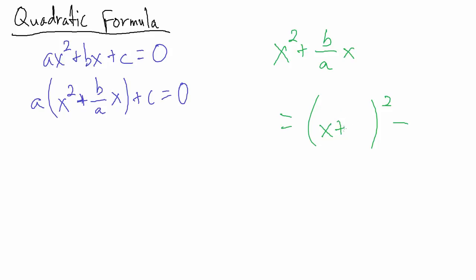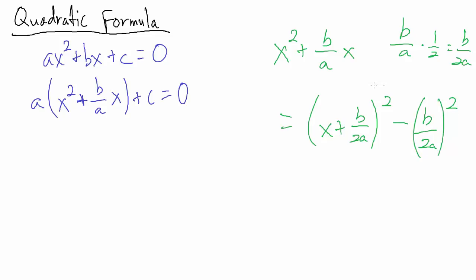Now, remember, completing the square says you take the coefficient on the x, and then you divide it by 2. So if the coefficient on the x is b over a, and we divide that by 2, that's like multiplying by half, which is just b over 2a. So this here is b over 2a. And then completing the square says you subtract that same thing you just added, but you have to square the whole thing. That's just how completing the square works.